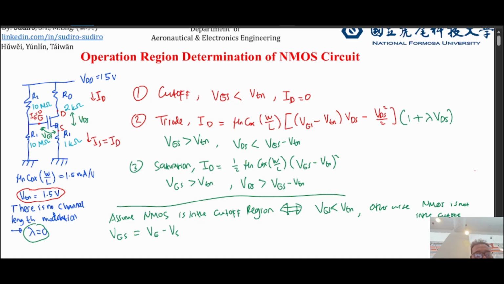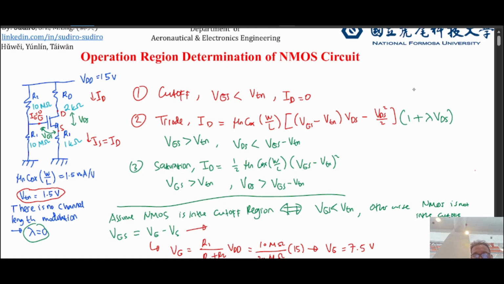And from this one, Vg can be calculated using the voltage divider circuit. It can be written as Vg is equal to R1 over R1 plus R2 times VDD. And we get 10 megaohm over 20 megaohm times 15. So we get Vg is equal to 7.5 volts.